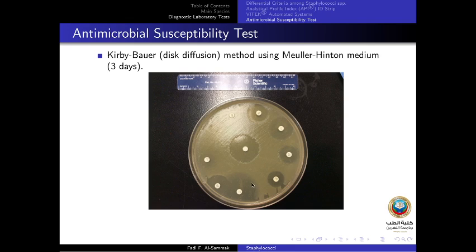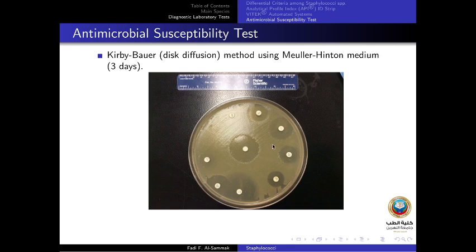So the result of the antimicrobial susceptibility test using this method, the Kirby-Bauer, will require 3 days in order to give the report of the results. Now, how do we know whether this strain or this isolate is sensitive or resistant? Well, we use measurement. This is the ruler where we measure the diameter of each inhibition zone. This is the diameter. And according to tables, which are updated every year, for certain microbes we know that at this diameter for that antimicrobial, this means sensitive.